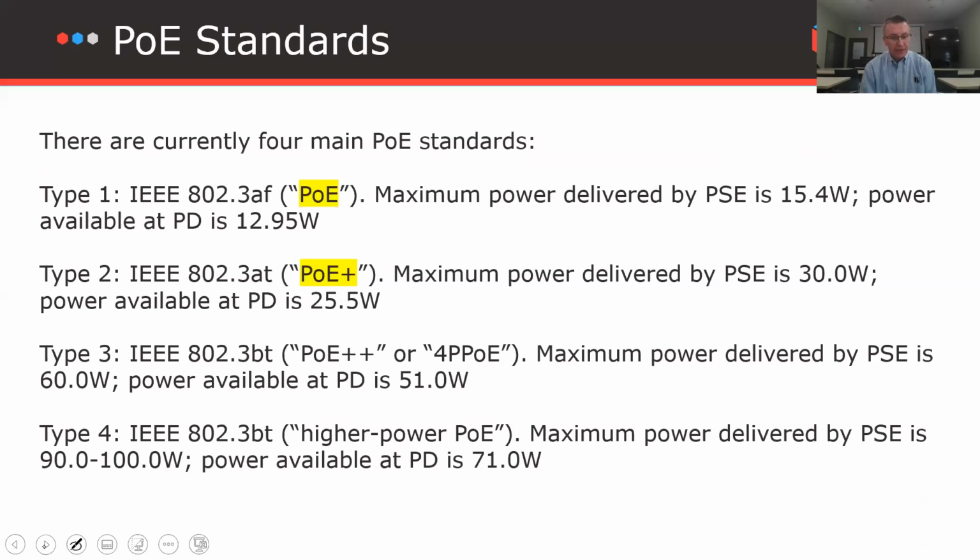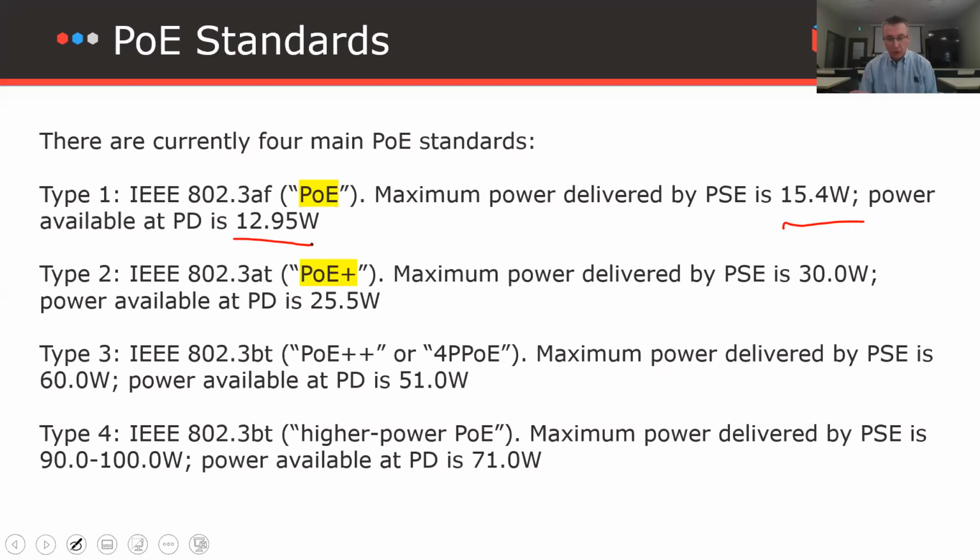So believe it or not, they actually have 4 different standards. What we call PoE is really the type 1 standard, which delivers, in this case, up to 15.4 watts of power from the source, but we only guarantee 12.95 at the destination, or at the decoder, because of line loss.